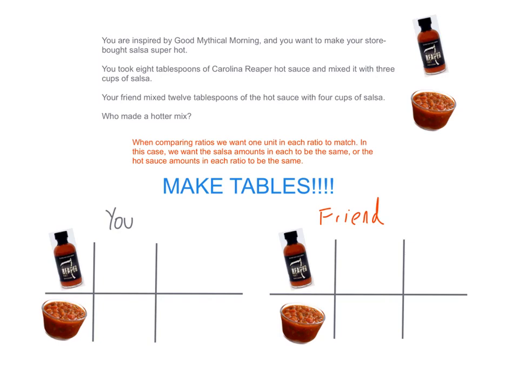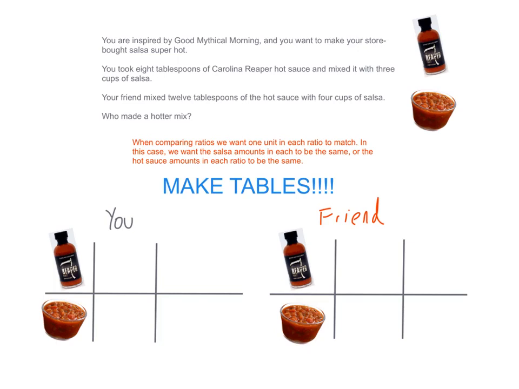Now your friend wants to do the same thing. So your friend mixed 12 tablespoons of the sauce with 4 cups of salsa. So who made the hotter mix? And what do I mean by hotter mix? Well, I'm assuming more Carolina Reaper sauce per bite, which is the same as who has more Carolina Reaper sauce per teaspoon, or per gallon, right? So it's really who has the most sauce when we're comparing the same total amount, or maybe even the same cups of salsa. So when we're comparing ratios, we want 1 unit in each ratio to match.